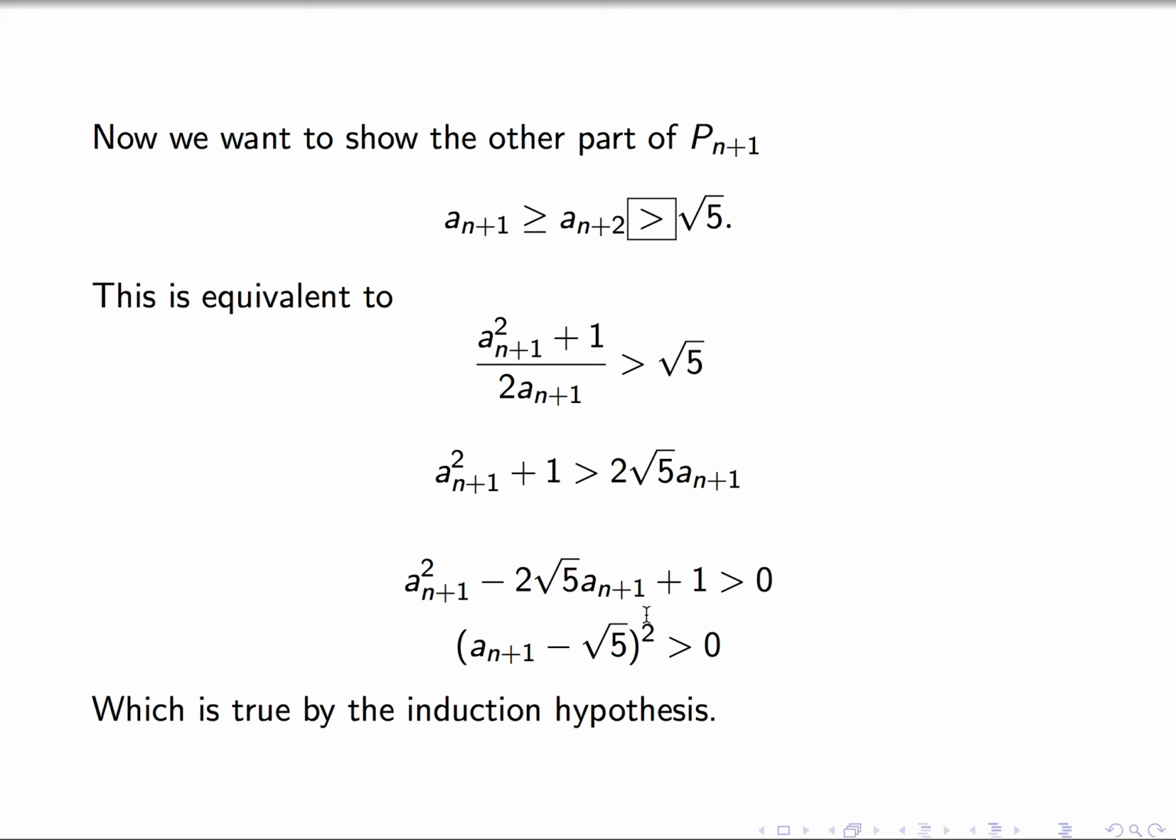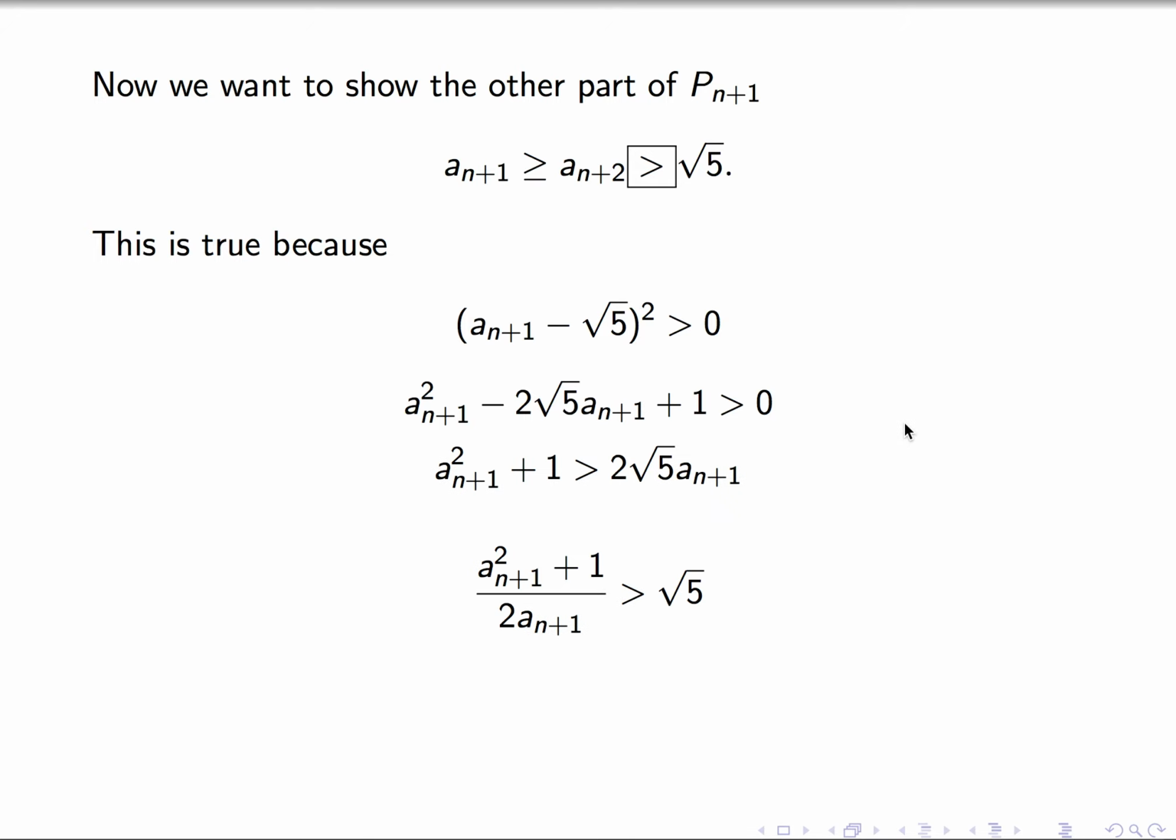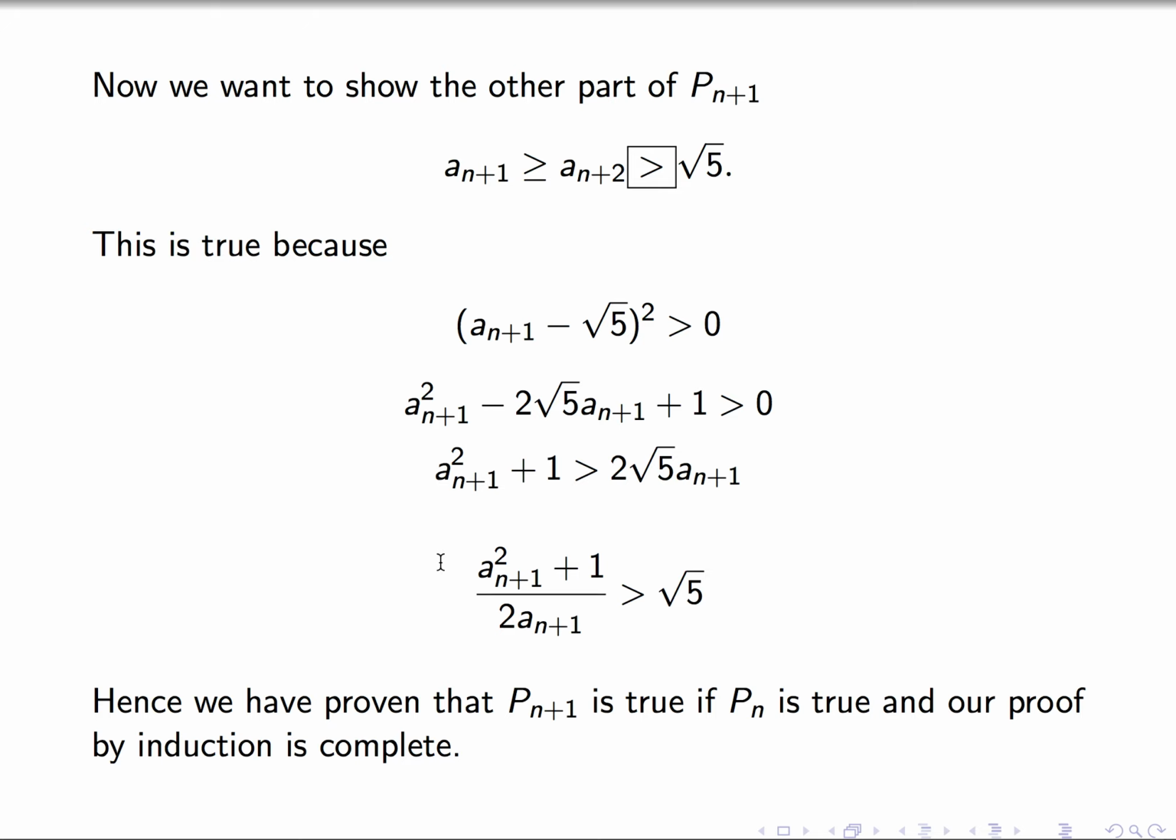So again, all these statements are equivalent. So really, we're okay. But if you really want to, you could go back and rewrite this proof backwards. You could say this is true because we know that this is true by the induction hypothesis. We could rewrite all those steps in reverse order, and in the end we would show that a_{n+2} is greater than the square root of 5. So at the end of all of this, we've shown that a_{n+1} is bigger than a_{n+2}, which is greater than the square root of 5, and our proof by induction is complete.